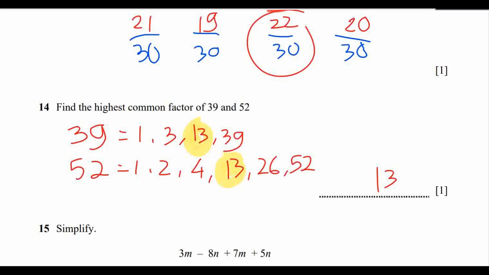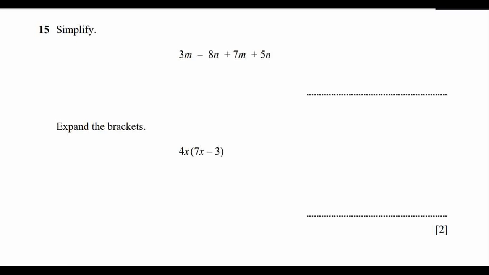Alright, let's move on to number 15. To start with 15a, simplify 3m minus 8 plus 7m plus 5m.